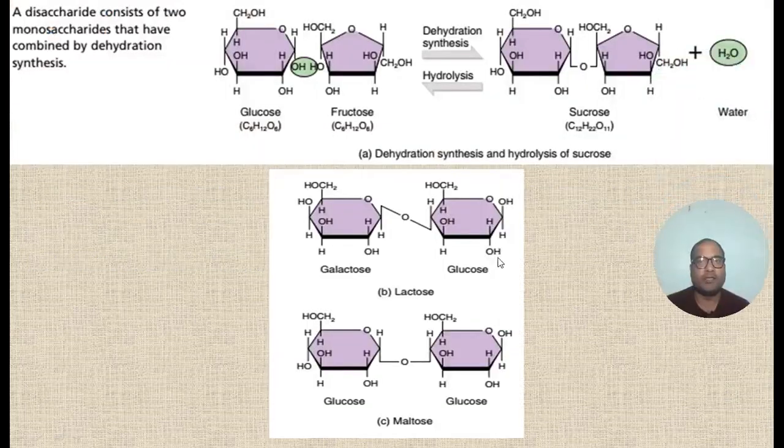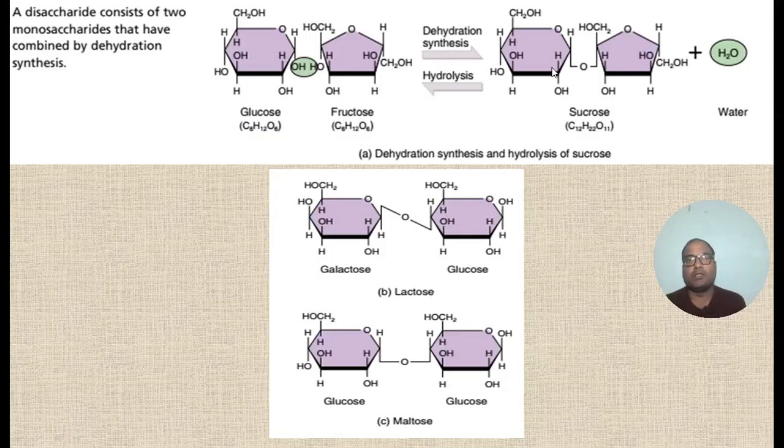A disaccharide consists of two monosaccharides that have combined by dehydration synthesis, meaning removal of a water molecule. After dehydration, two monomeric units like glucose and fructose come together. There is a bond between this OH and this OH, with removal of an H2O water molecule, and a bond is formed between these two monosaccharides. So sucrose, that is table sugar, is formed, which is a disaccharide, and the byproduct is water.